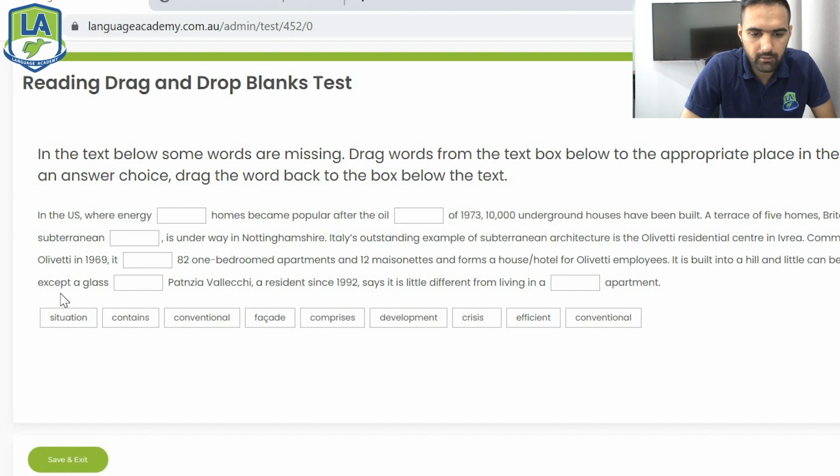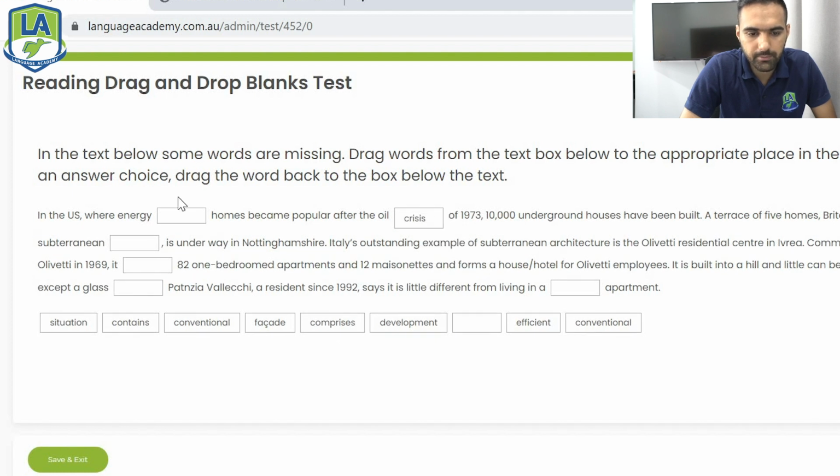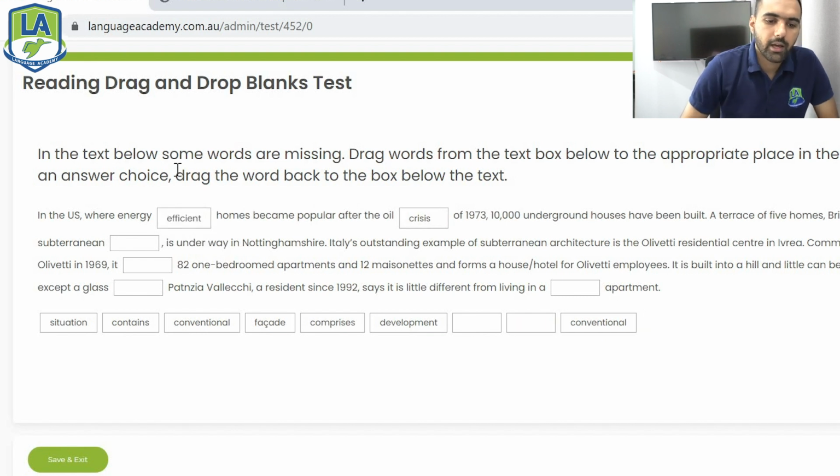Let's have a look at one of the negative options which will go with oil. Oil situation, oil contains, oil conventional, oil facade, oil comprises, oil crisis will be the right answer. And energy, what is the right word we use with energy? Energy efficient. You always say this is energy efficient, this light is energy efficient. So why energy efficient homes are now popular after the oil crisis?